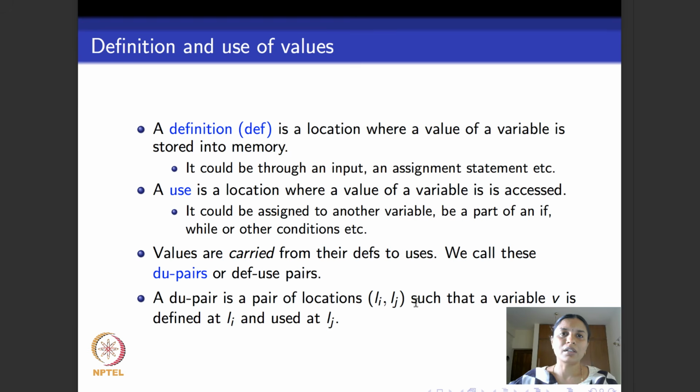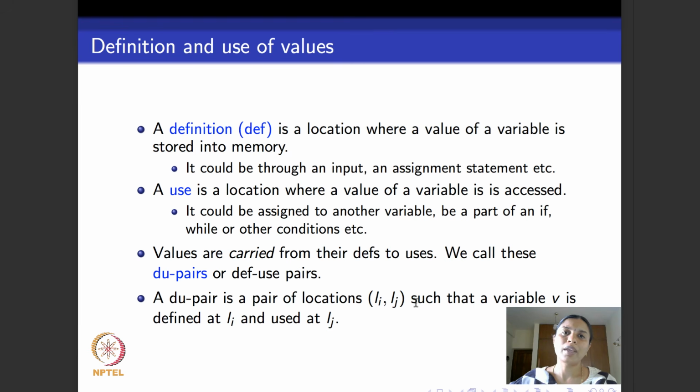So what did we learn till now? We learned what a definition of a variable is. It's basically a place where a variable's value is first written into memory. It could be an input statement, a declaration, an initialization, parameter passing, several things. What is a use? A use of a variable is a statement or a location where the value of the variable is accessed. Its use could be because it comes on the right hand side of an assignment statement, or it's used as a part of a predicate for checking an if or a loop condition.